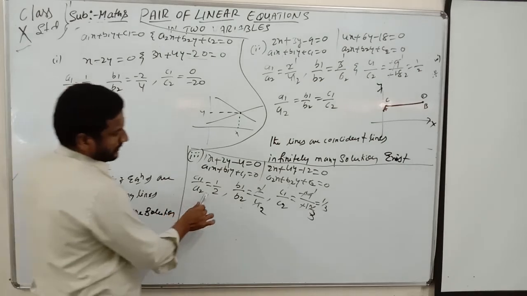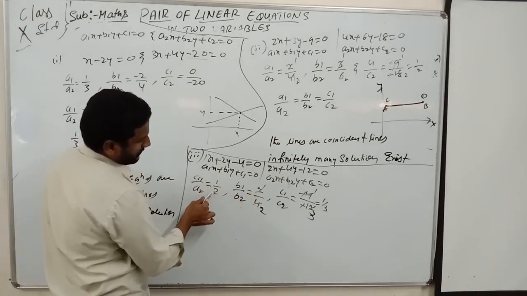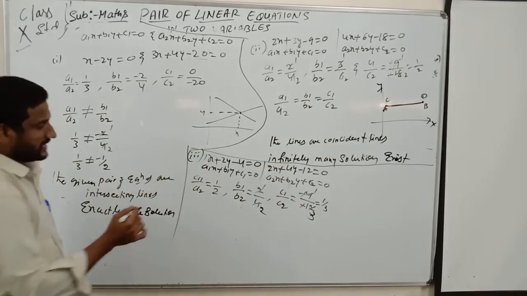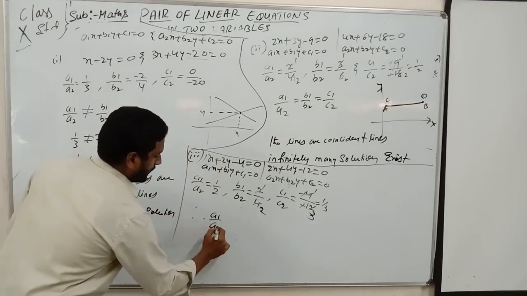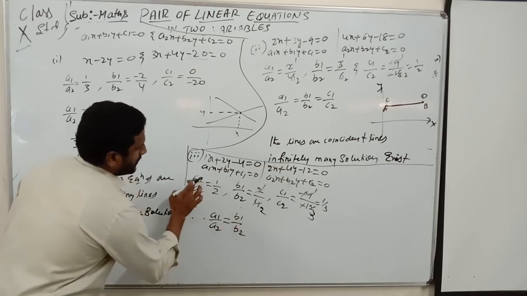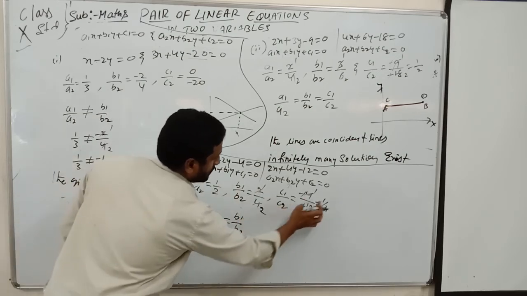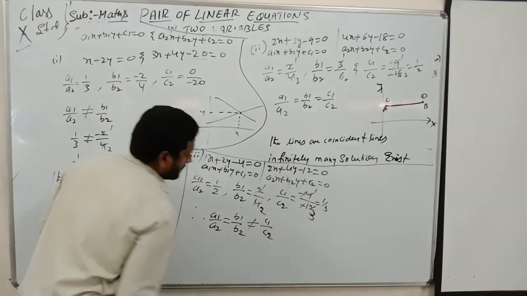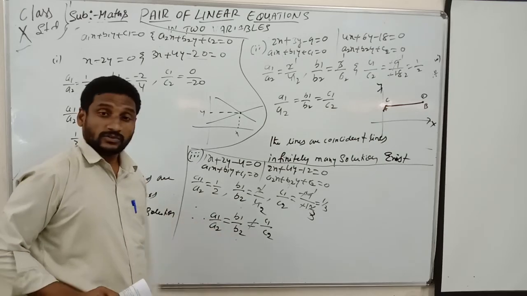These two are equal. a1 by a2 is 1 by 2, here also 1 by 2. But here I got 1 by 3. So c1 by c2 is not equal. So this can be written as: a1 by a2 is equal to b1 by b2, because here a1 by a2 is 1 by 2 and b1 by b2 is also 1 by 2, but c1 by c2 is 1 by 3, so not equal to c1 by c2. Correct? a1 by a2 is equal to b1 by b2 but not equal to c1 by c2.